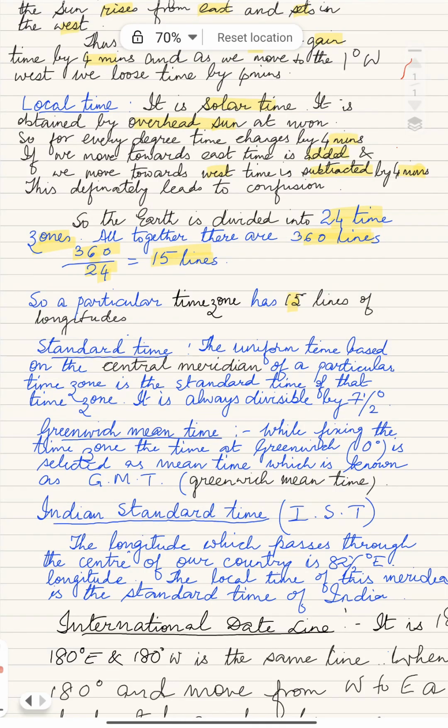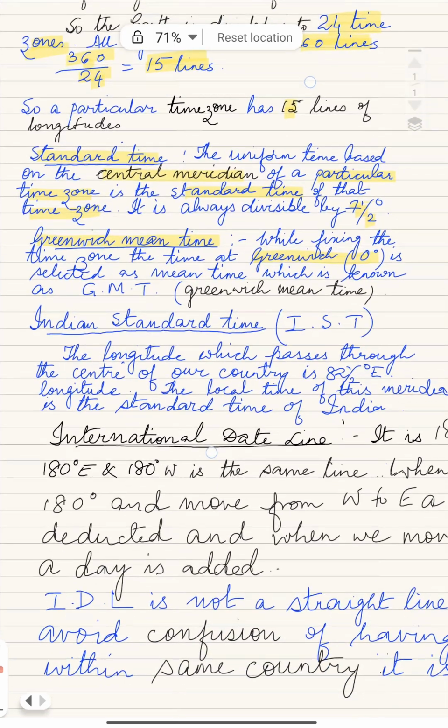Next, let us do standard time. The uniform time based on the central meridian of a particular time zone is the standard time of that time zone, and it is always divisible by 7.5 degrees. Next, we have Greenwich Mean Time. While fixing the time zones, the time at Greenwich, which is 0 degree, is selected as the mean time, which is also known as GMT, Greenwich Mean Time.